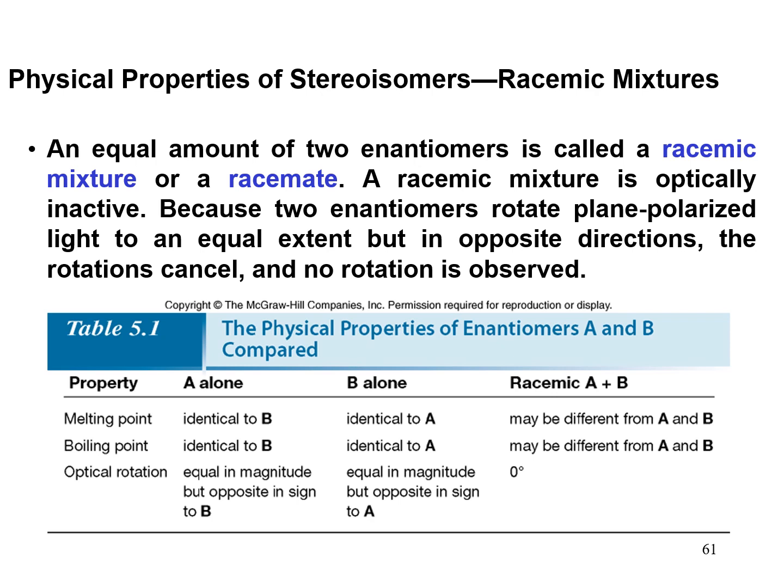So a racemic mixture is optically inactive because the two enantiomers rotate plane polarized light to an equal extent but in opposite directions. Therefore, they cancel each other, and no rotation is observed actually.